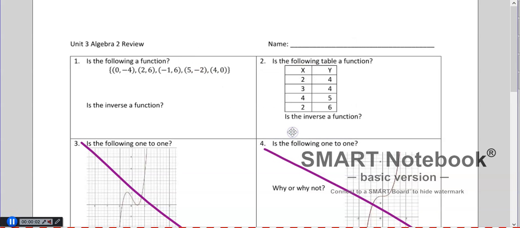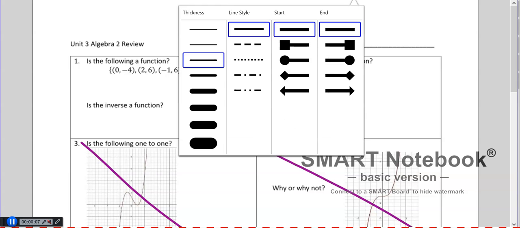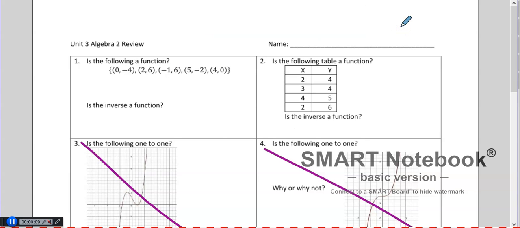All right, the Unit 3 Algebra 2 review. Let's get started. Is the following a function?